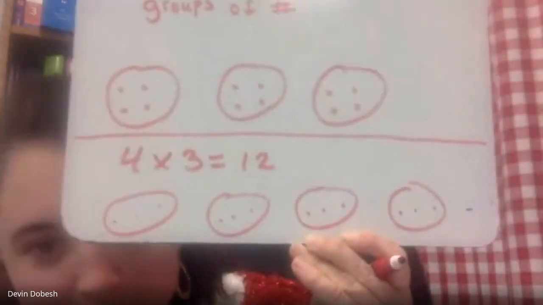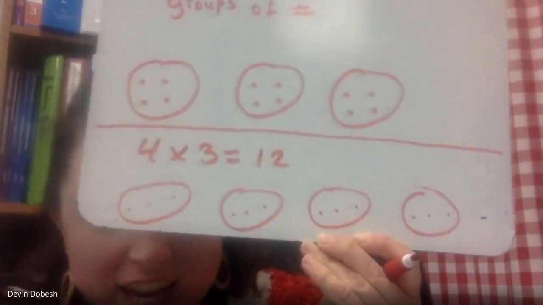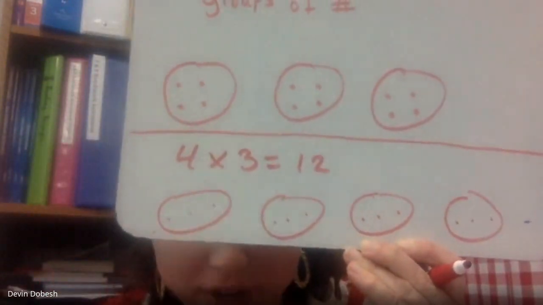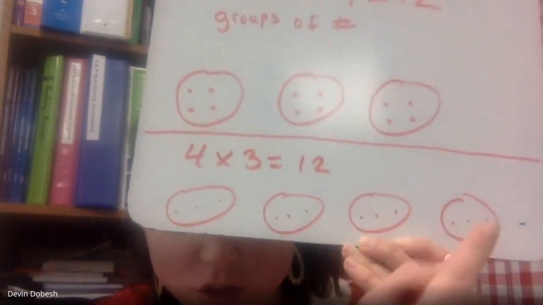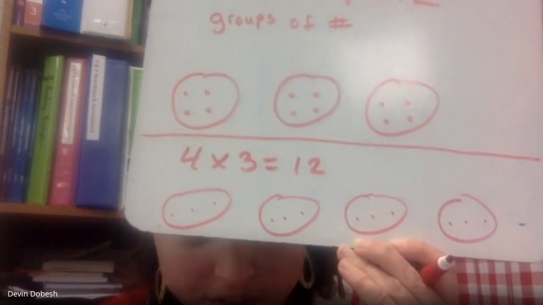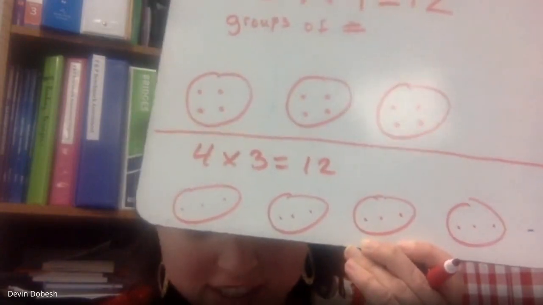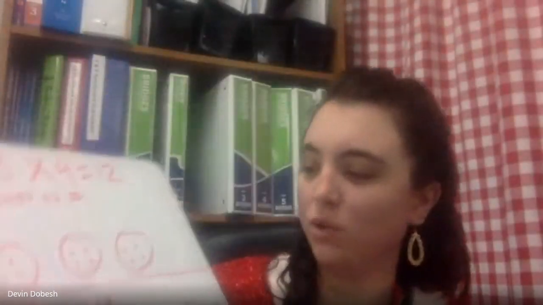Now, what if I switched it around and I said I have 4 groups of 3 equals 12? Now I'm going to draw 4 groups. I'm going to have 4 groups of 3. And how many do I have now? 1, 2, 3, 4, 5, 6, 7, 8, 9, 10, 11, 12. So 4 groups of 3 also equals 12. Or 4 times 3 equals 12.